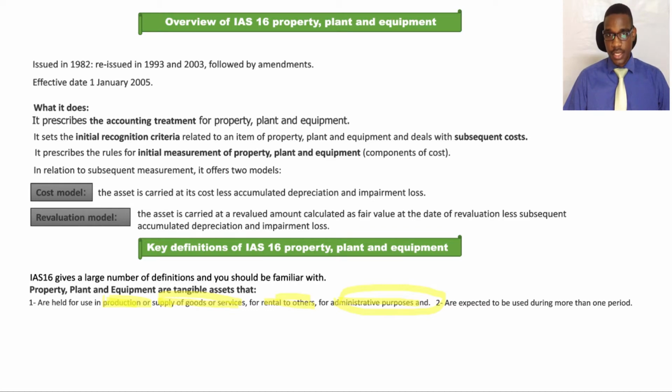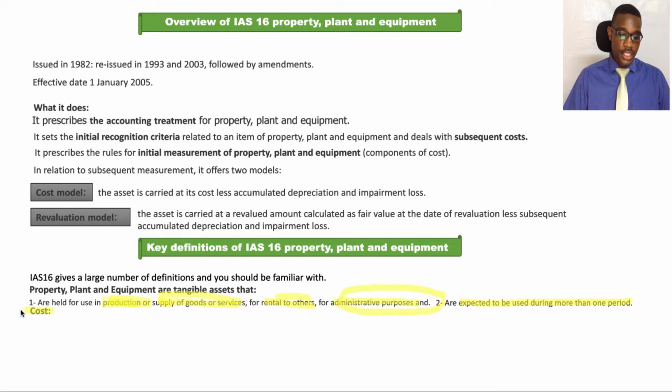And the second criterion that should be met is that they are expected to be used during more than one period. It means we are intending to use these fixed assets for more than 12 months. As you know, the financial period in accounting is 12 months. So we are going to use these assets for more than 12 months. It means depreciation charge should be applied, and we need to capitalize these fixed assets over its useful life.